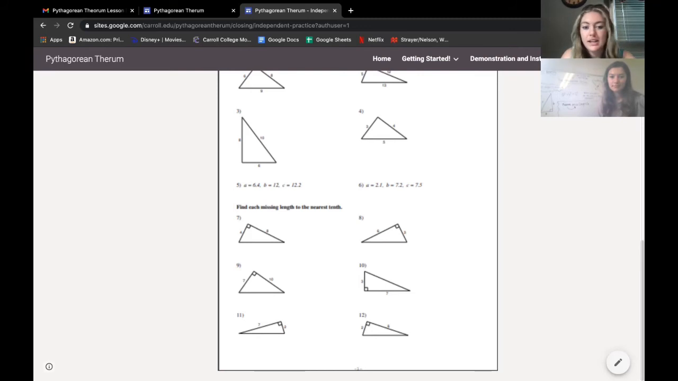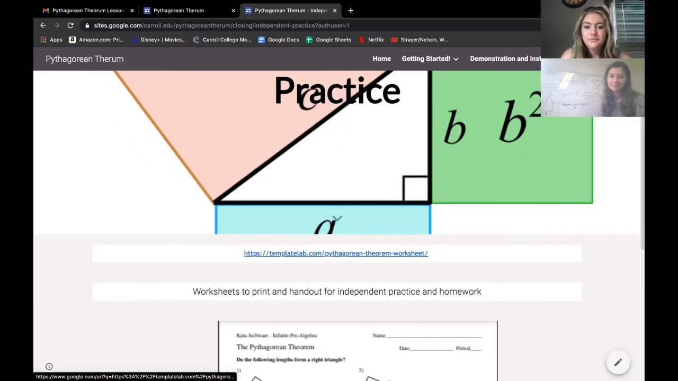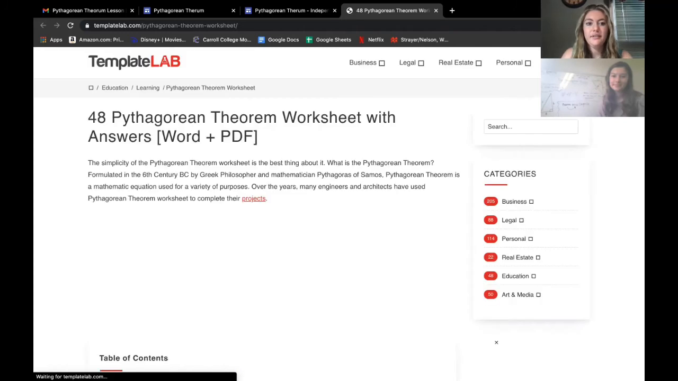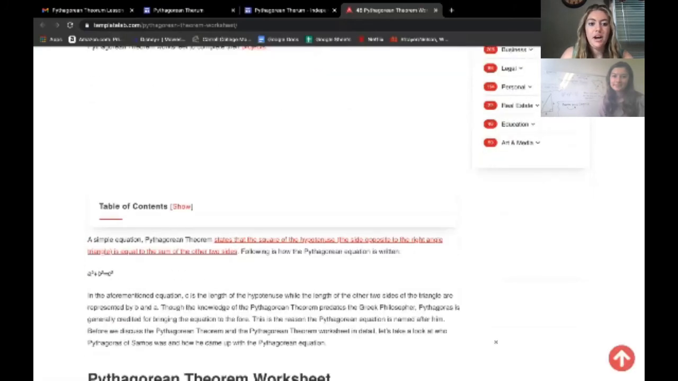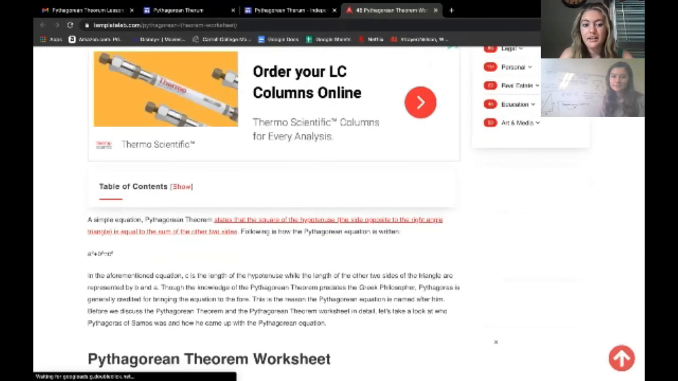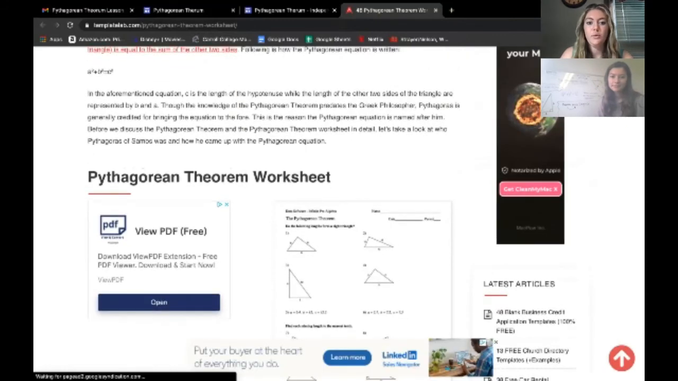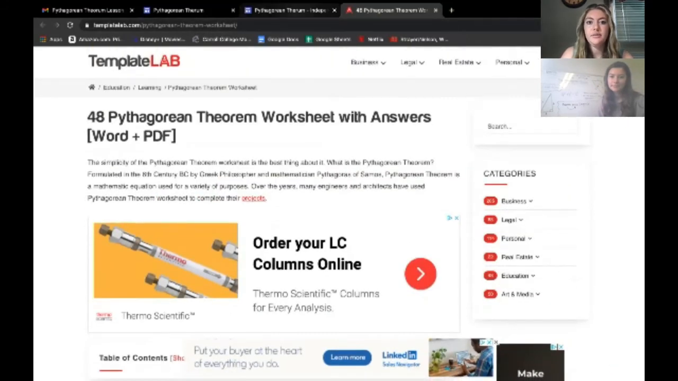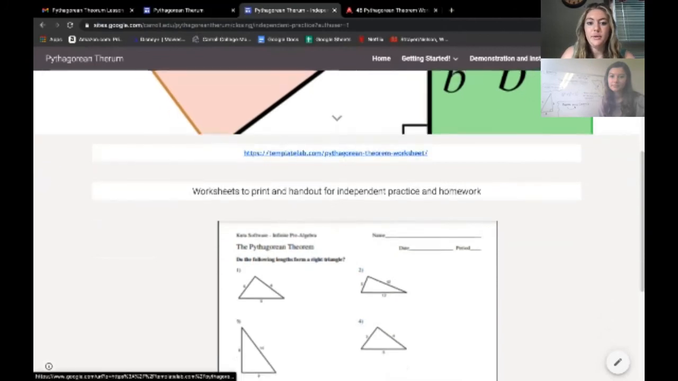I don't see any that will trip you up, but just make sure to use your a squared plus b squared equals c squared all the time. It's never going to go away. And then we have a couple templates. You're going to click on this link and you're going to see some more worksheets that you're going to want to use. So that's what we're going to do there.